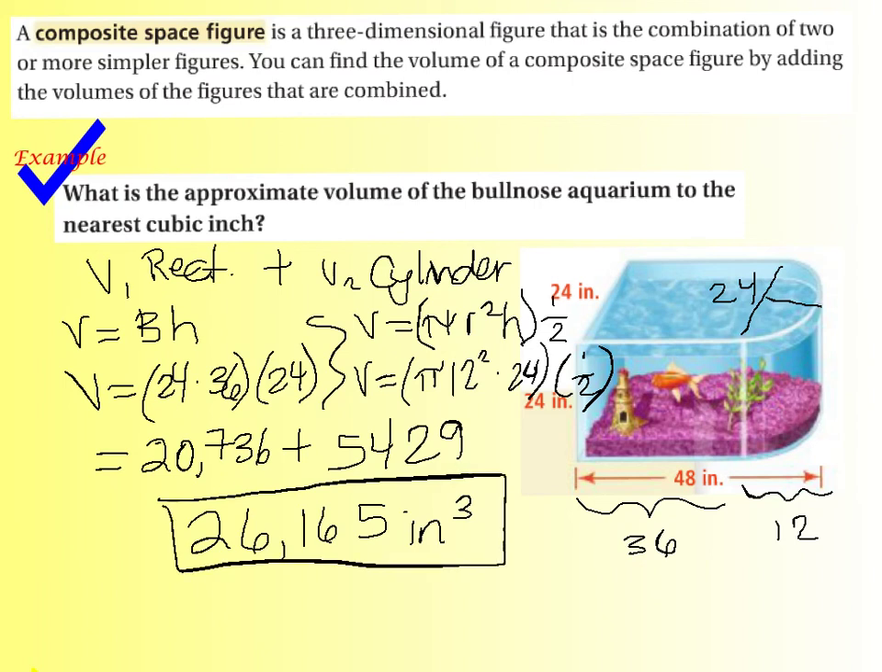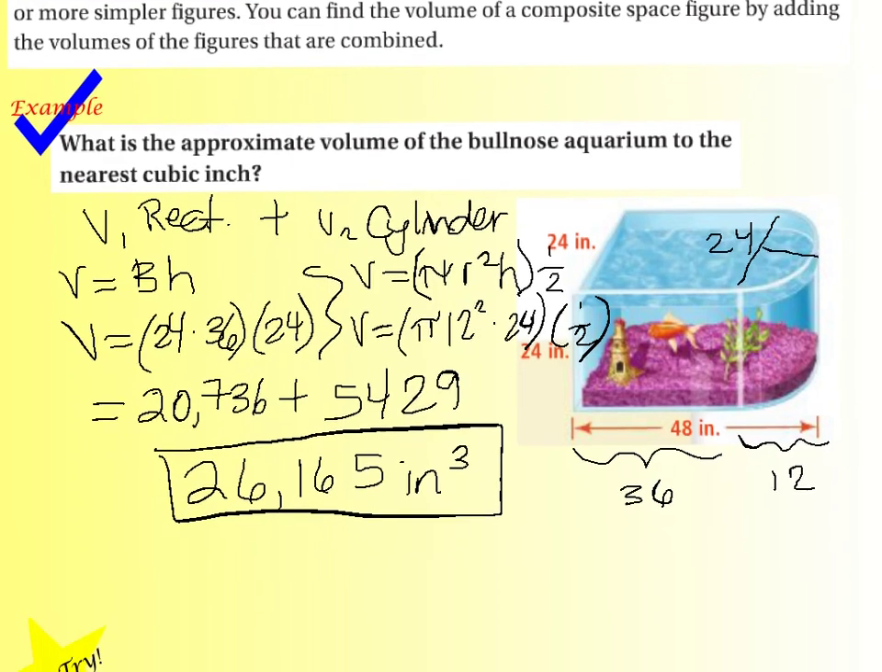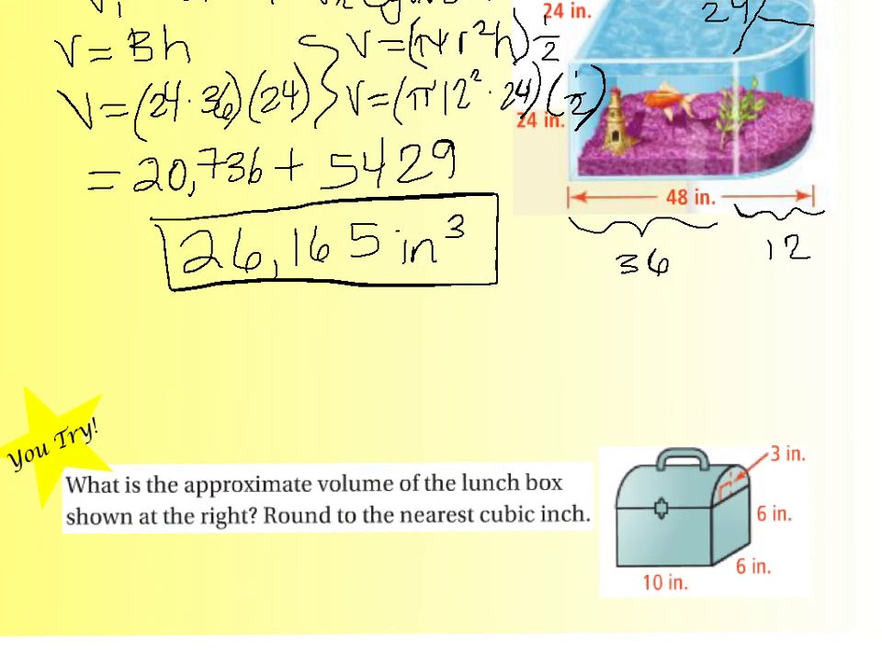Alright, so your last problem, check it out down below. I want you to find the approximate volume of the lunchbox shown at the right. Round to the nearest cubic inch. So round to the nearest whole number.